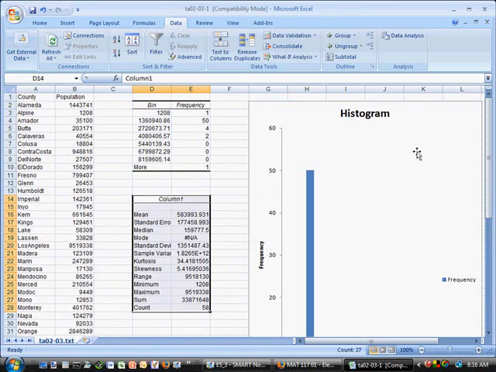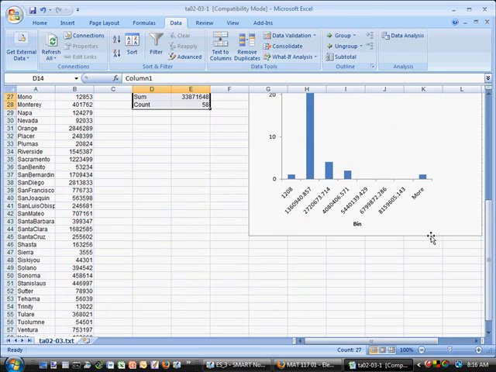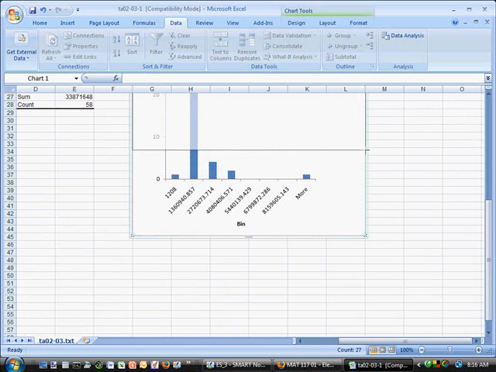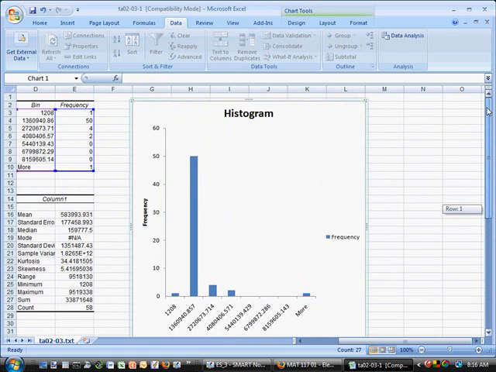Okay, so we got our histogram, although I made it a little bit too tall. Let me undo that. Okay, so we got our histogram, and we got our descriptive statistics right to the left of it. Now we could make some decisions on how many you are going to take from each county, and how many from different sized counties.